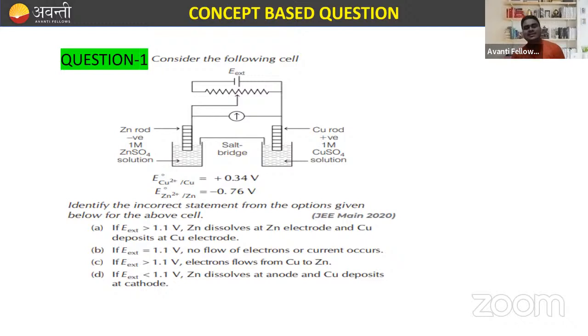So identify the incorrect statement. Which of the following is the incorrect statement for this? We know that statement B is absolutely true, C is also true, D is also true. So which is the correct option, beta? This is the only incorrect option, that is option A. So you have to identify the incorrect statement for the following cell. Option A is the incorrect statement, because when the external voltage is greater than 1.1, the zinc does not dissolve at the zinc electrode. Zinc dissolves at the copper electrode.